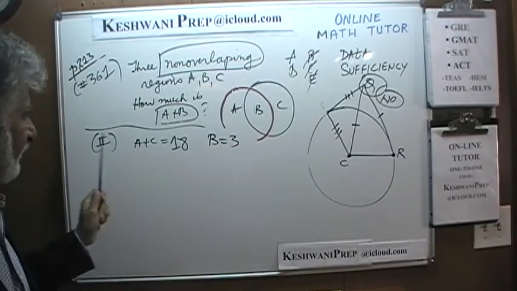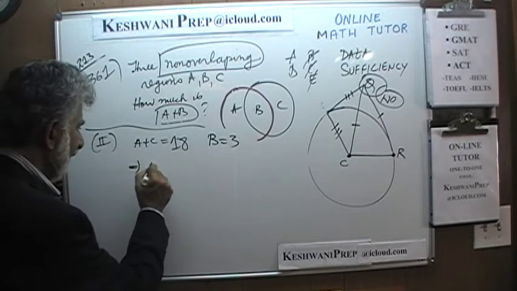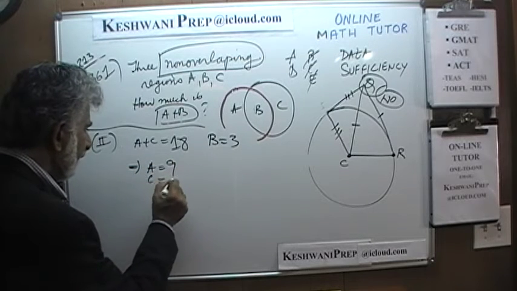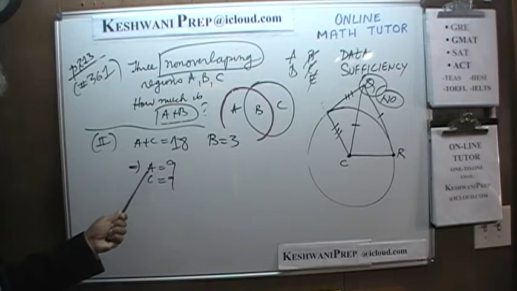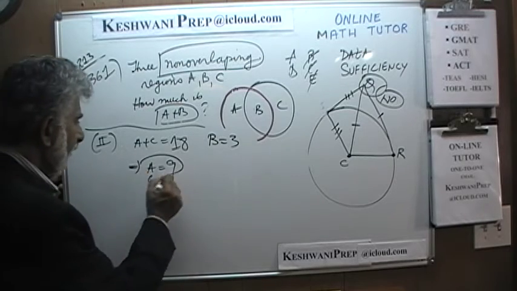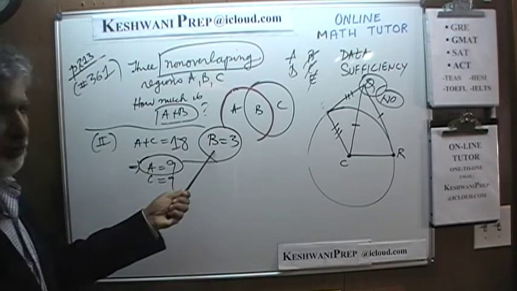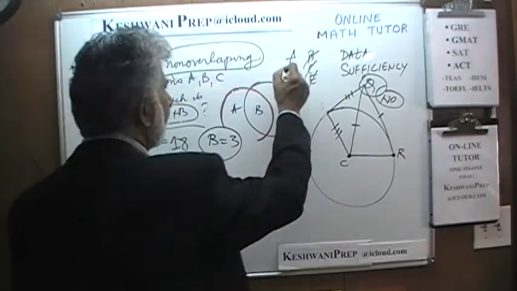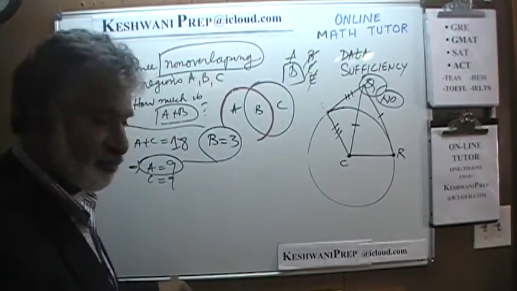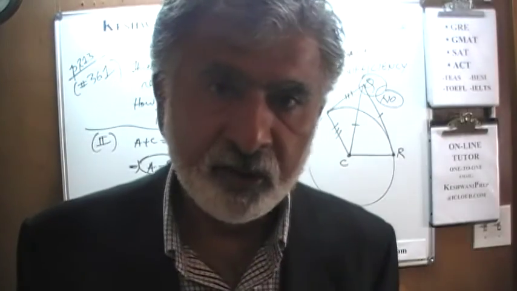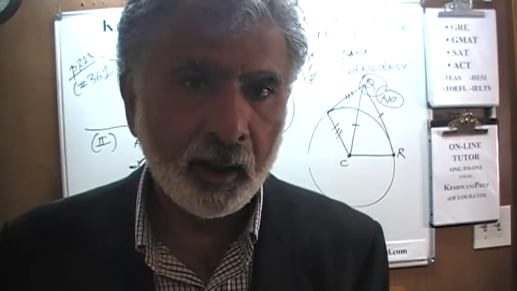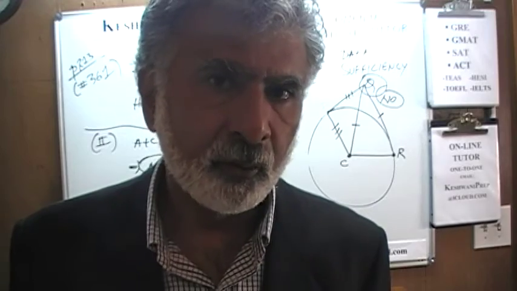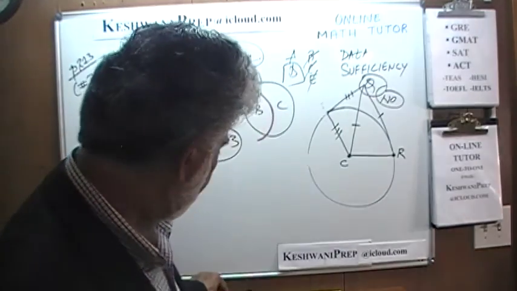A plus C is 18, which implies that A must be 9 and C must be 9. We're not interested in C, we are interested in A. We know what A is and we know what B is because they give it to us. Obviously, we can figure out what A plus B is. In this question, the answer is D. Both of these statements individually, independently, are enough for us to be able to answer the question that is being asked. That was the end of that column.